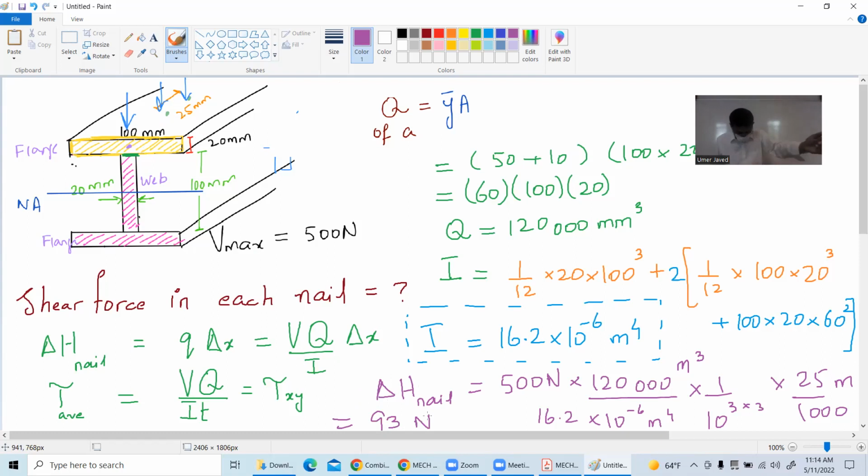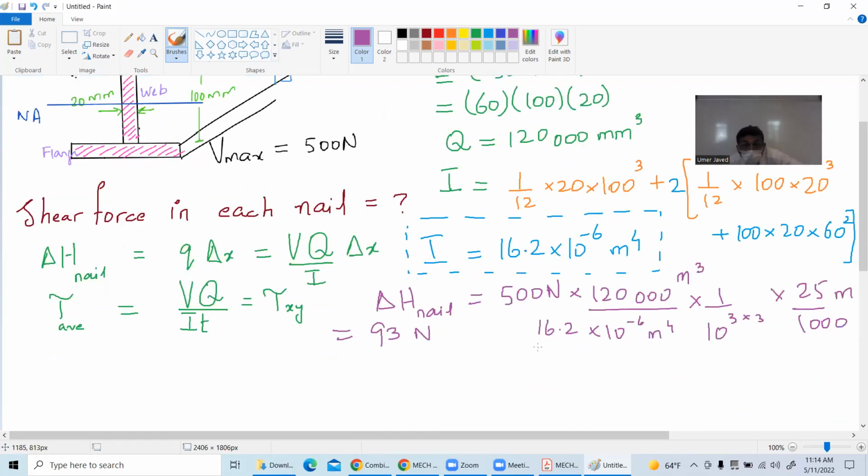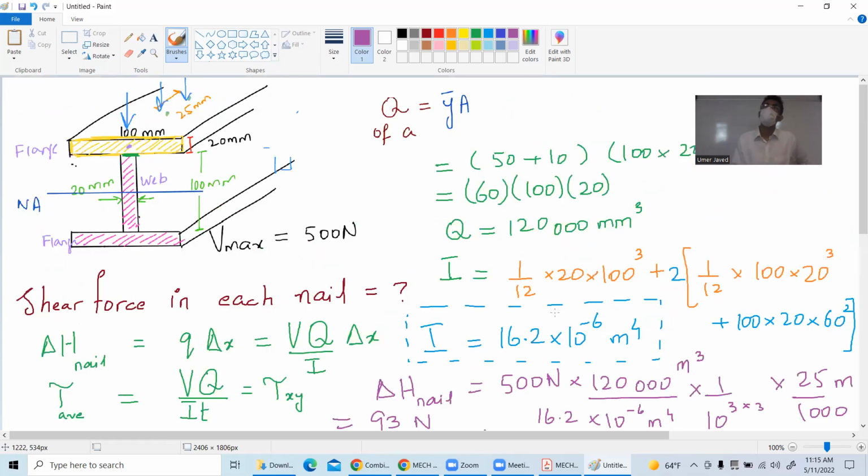Can I ask something? Why didn't we use the equation to find Y bar that we use for beams, where we have the sum of y_i times A divided by the sum of A? Because that equation for finding Y bar is for finding the centroid of the structure. Here in this particular question, if I ask you what is the centroid of this whole structure?